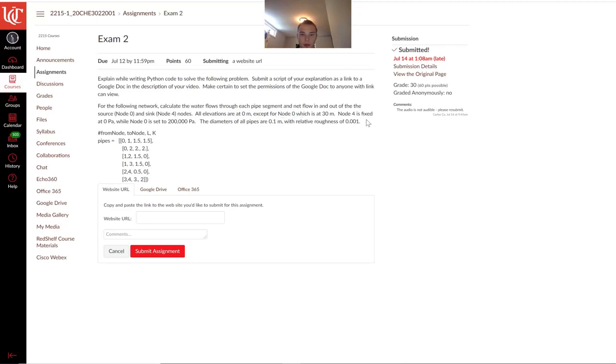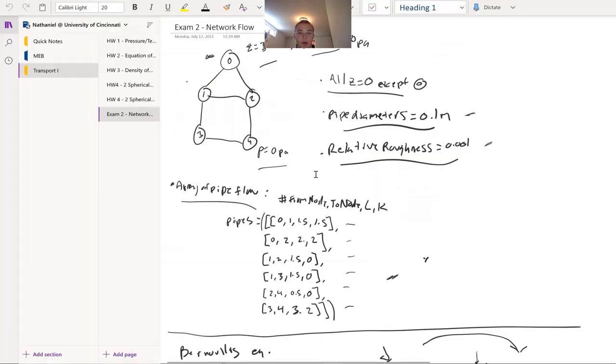And we're going to assume all elevations are at 0, except for node 0, which will be at 30, and node 4 will be fixed at 0 pascals, while node 0 will be set to 200 pascals. And then we'll have all the diameters at 0.1 meters, and a relative roughness of those pipes of 0.001. And we'll also have this pipe array outlined here. So I'm just going to go to the problem in my OneNote.